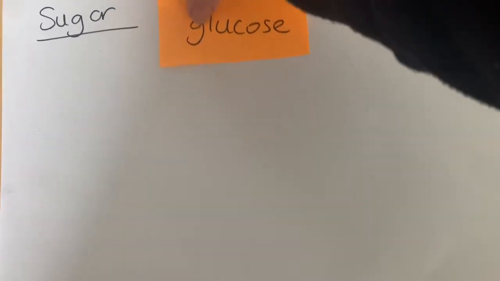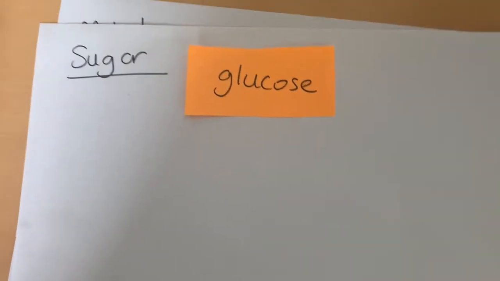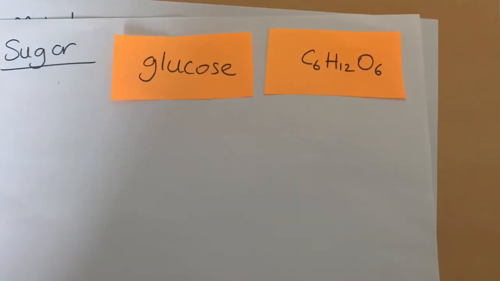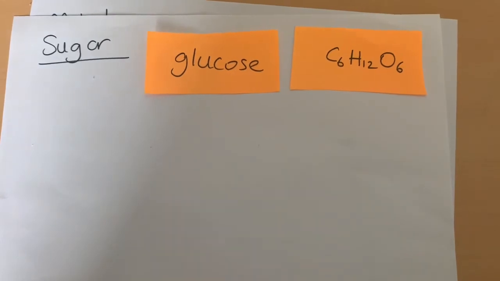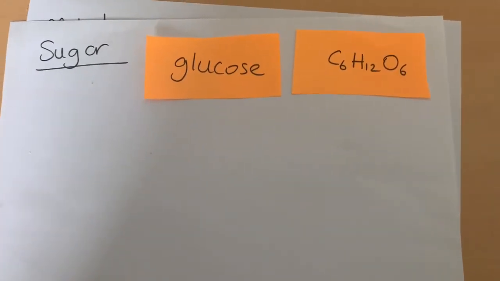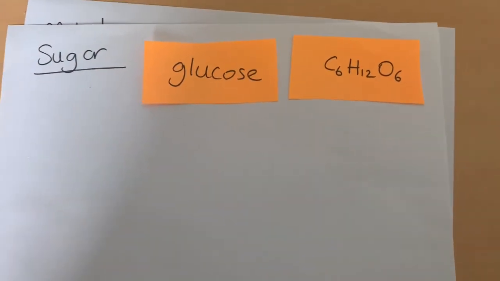Today I'm just going to talk about one type. I'm going to talk about glucose. Now you may or may not know that the formula for glucose is C6H12O6. And looking at your periodic table, you will see that carbon, hydrogen and oxygen are all non-metals. You should also remember from our work in year 10 that that formula contains 6 atoms of carbon, 12 atoms of hydrogen and 6 oxygen.